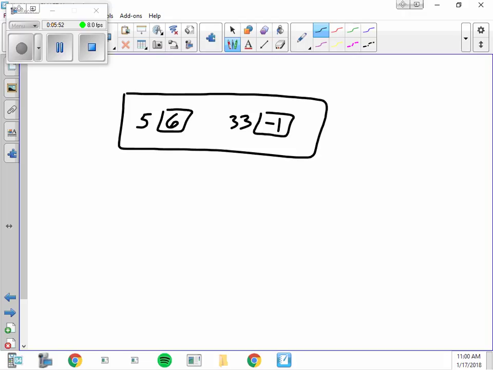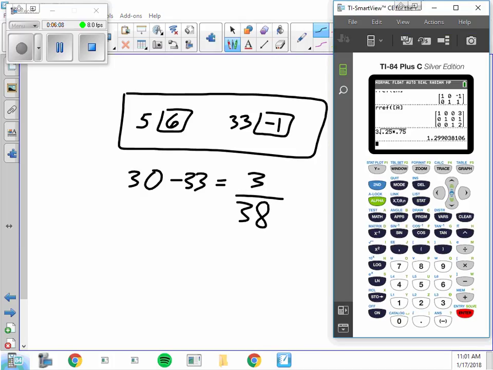Yeah, it's a little bit tricky. Okay, what's the average of the box? Well, 5 times 6 is 30. And then 33 times -1 is -33. So we get 3 out of 38. So 3 divided by 38.